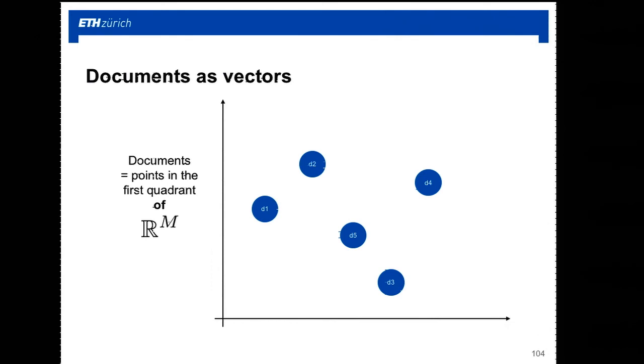You could argue, no, it's infinite because the terms could be anything, but in fact you always have a collection. So the number of terms is finite. So we have a finite vector space, R to the power of the number of terms, which the book uses M for.